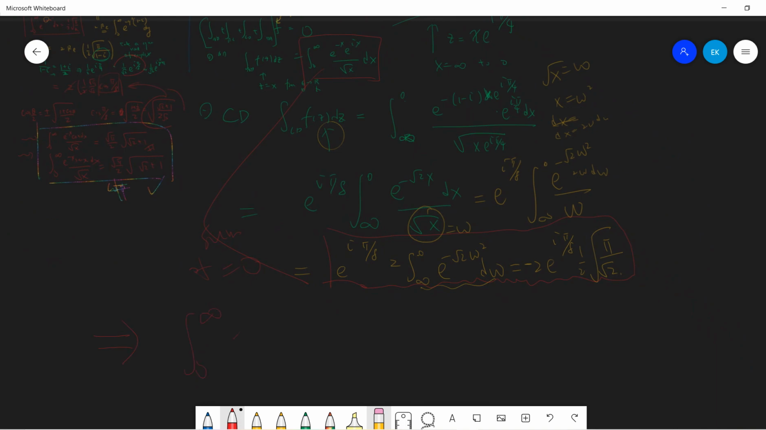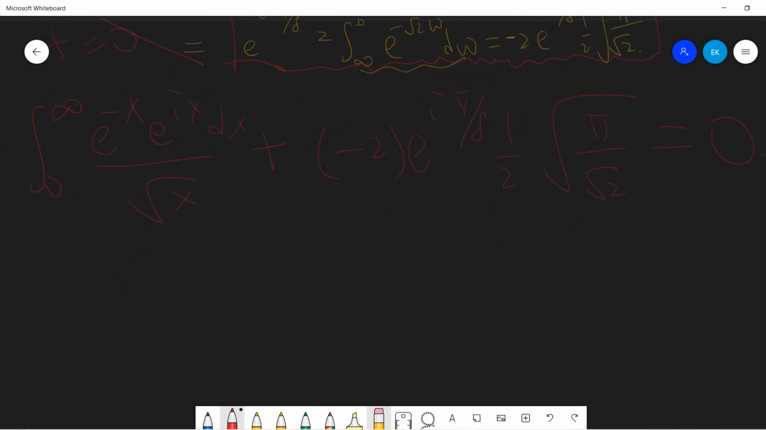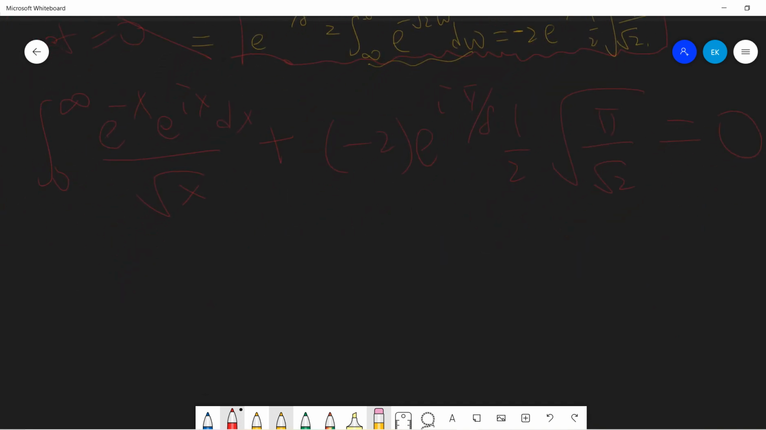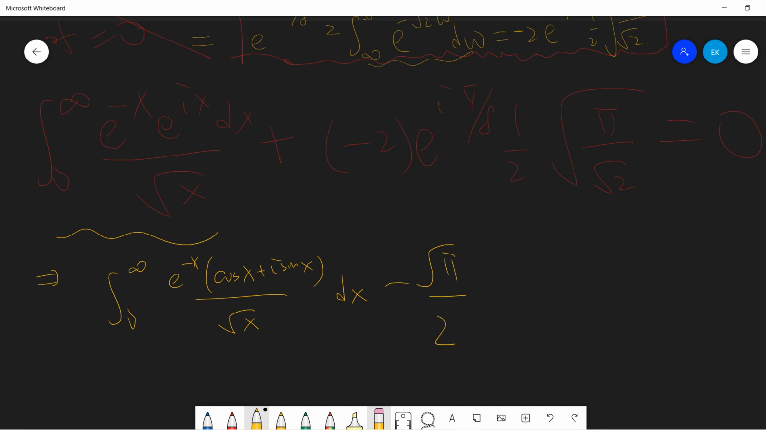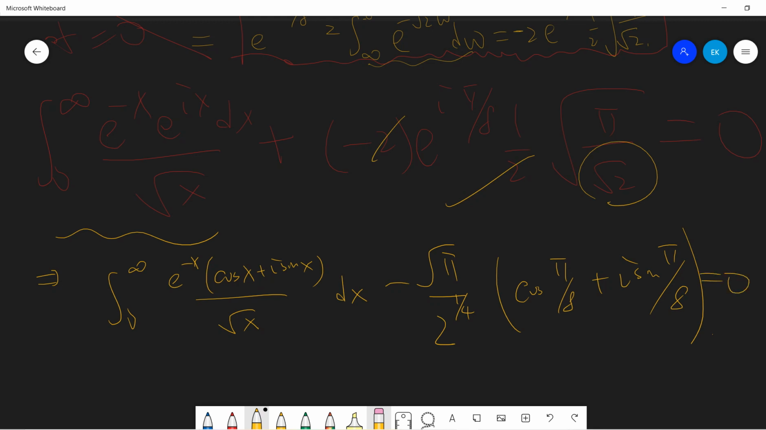So the original term is the integral from 0 to infinity of exponential minus x i x, dx, square root of x, plus this term. Let's scroll up. So finally, let's write everything. I can write this as the original one minus square root of pi divided by half. I combine these to be 1 to the 4th, cosine pi over 8 plus i sine pi over 8. These two can cancel, so the square root of 2, taking another square root of 2, is 1 over 4th, equal to 0.